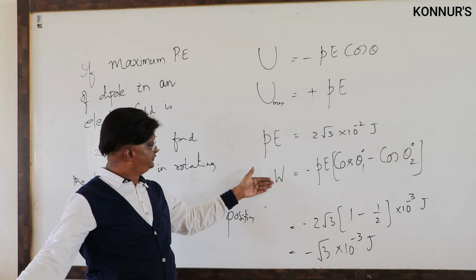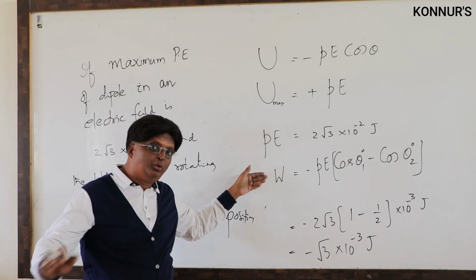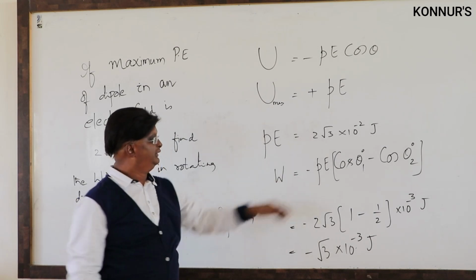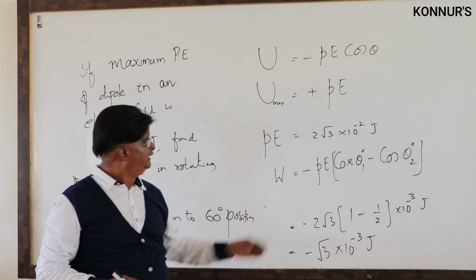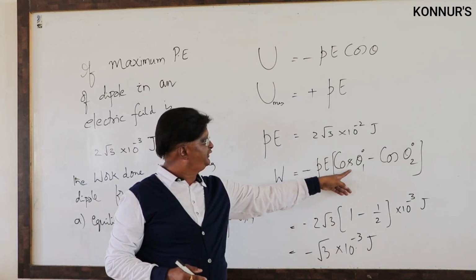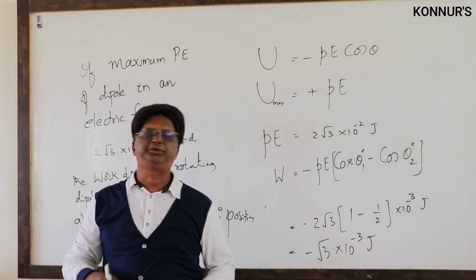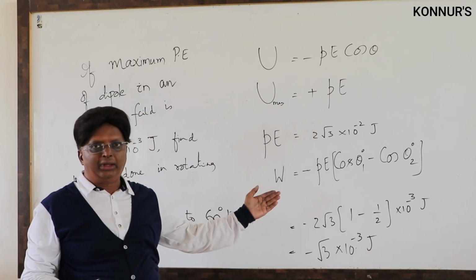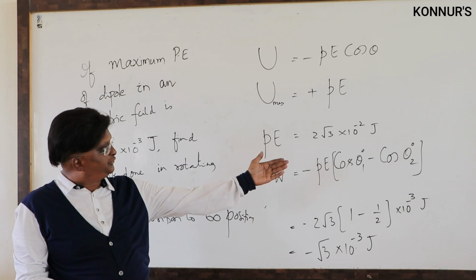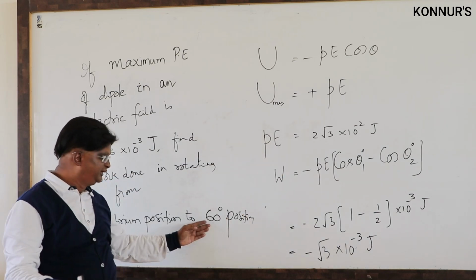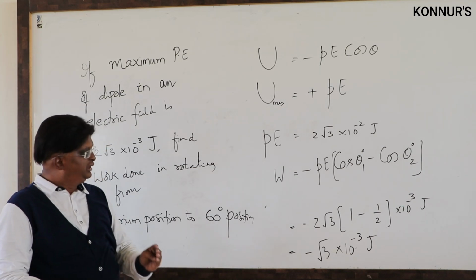Now, one more expression that we have told yesterday: the work done in rotating the dipole in an external field, remember? Negative of, against torque, and hence we are using the negative sign. Negative of P E times cos theta 1 to cos theta 2, from theta 1 degree position to theta 2 degree position rotated. Now I have substituted equilibrium position, theta 1 is 0, cos 0 is 1, and theta 2 is given to be 60 degrees. Substitute cos 60 and you have the answer root 3 millijoule.